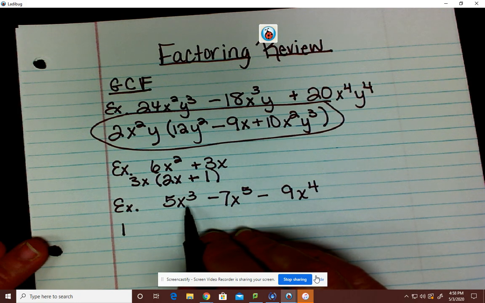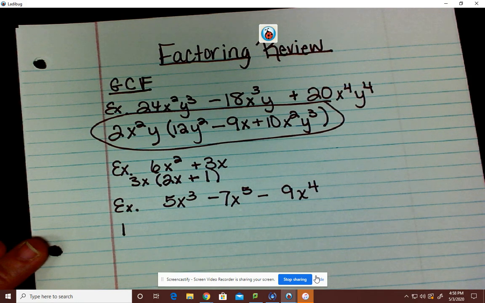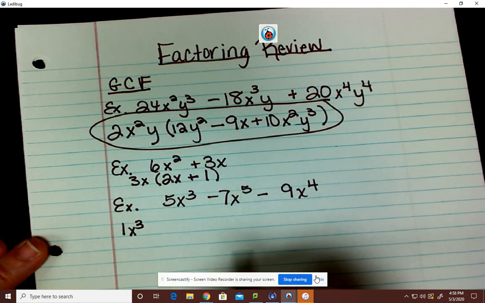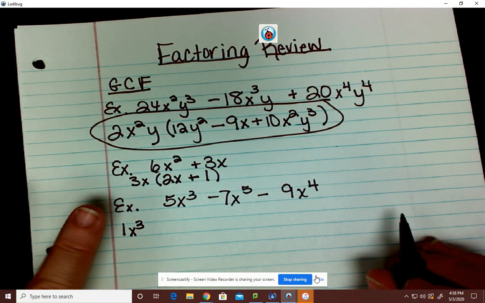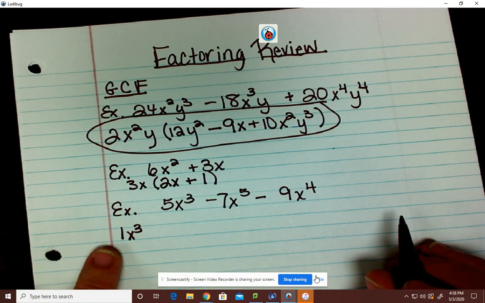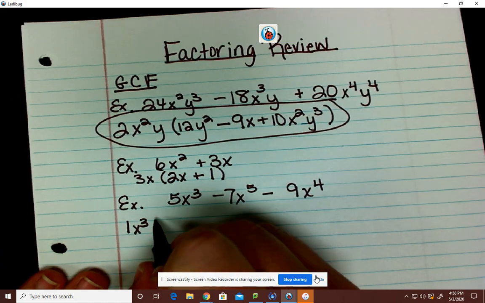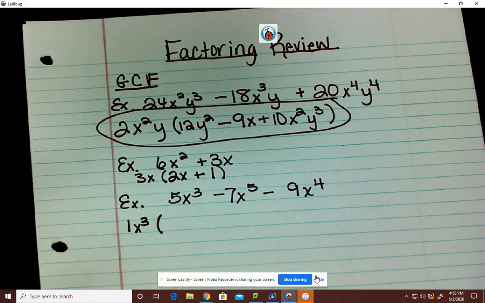And then x cubed, x to the 5th, and x to the 4th. X cubed is the smallest. So again, here you can have x cubed without the 1 or the 1x cubed. That's up to you. I know some of you like it and some of you don't.